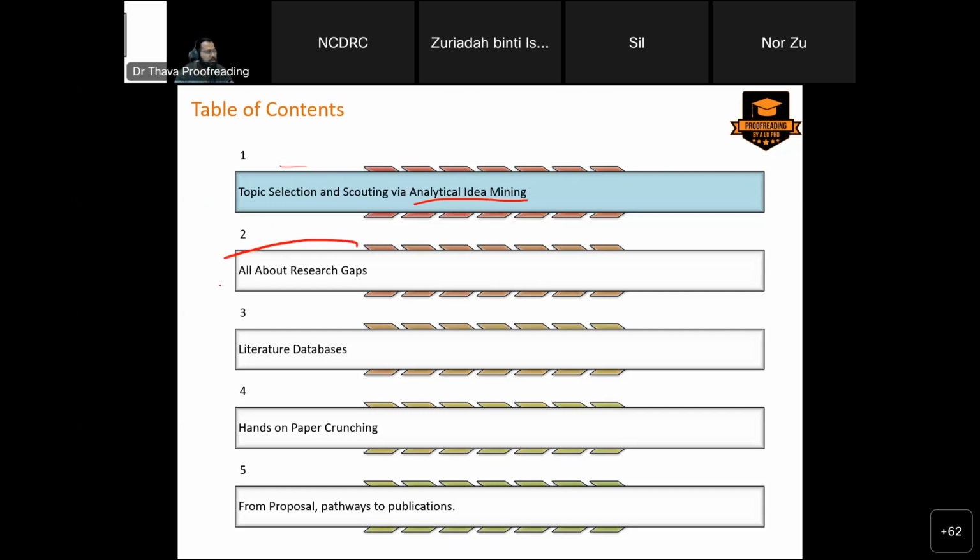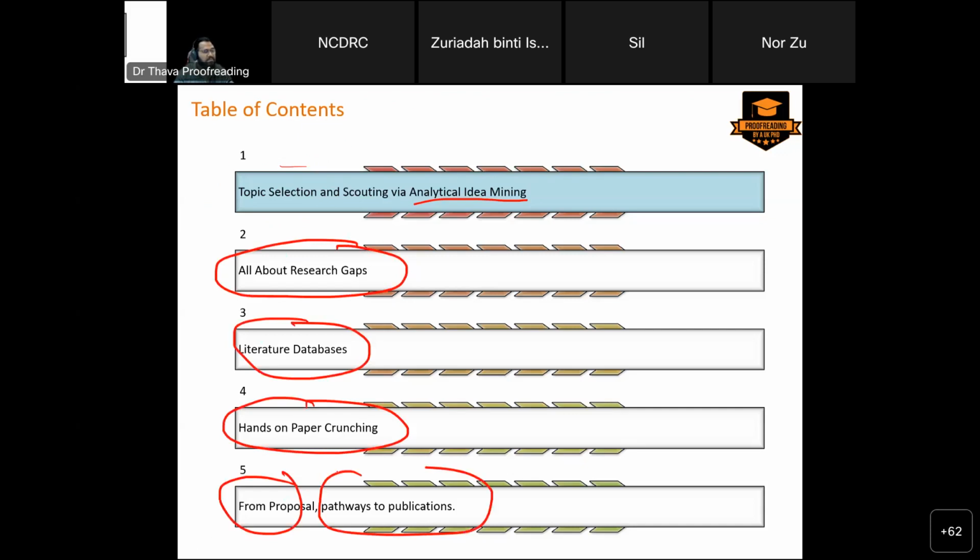Then we're going to look at research gaps, literature databases, hands-on paper crunching, from proposal pathways to publication. These are also very important for students and supervisors. I believe we have a couple of supervisors joined today, so this will be very important for them as well.